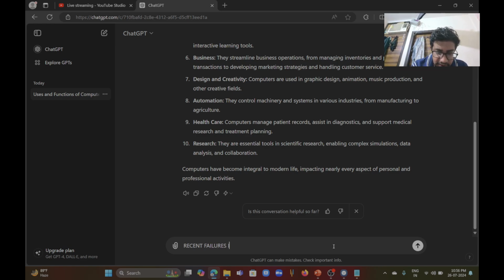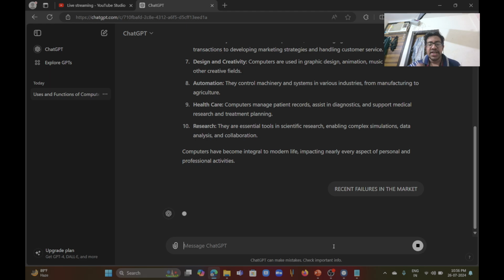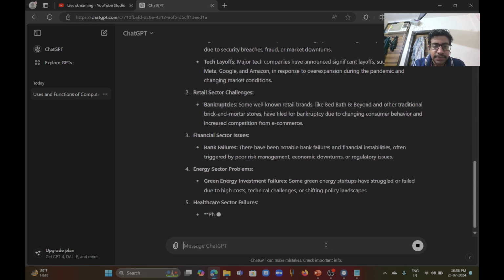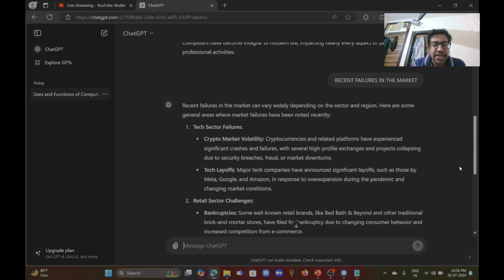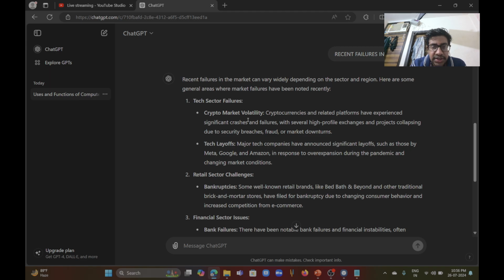And I will type, recent failures in the market. These are the recent failures. Crypto market volatility: platforms have experienced crashes and failures, and exchange projects collapsing due to security breaches, fraud, and market downtime. Tech layoffs: major tech companies such as Meta, Google, and Amazon have announced significant layoffs in response.